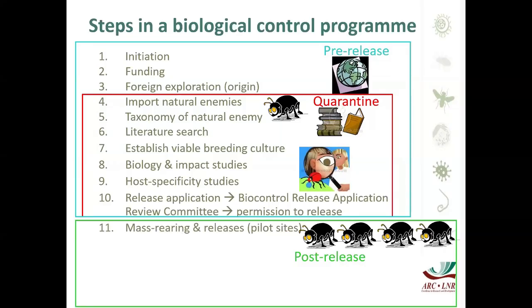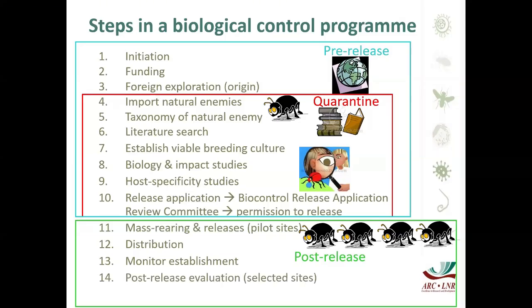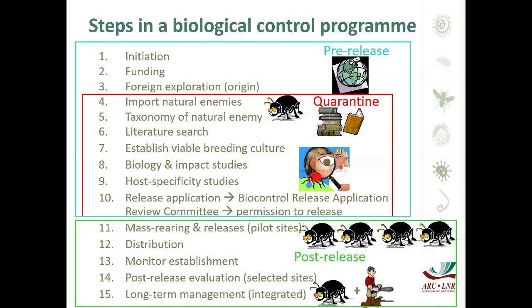And then if we receive permission to release it, we move into a post-release phase where we start mass producing them, releasing them at pilot sites, and broadening their distribution to broaden their impact. We then monitor the establishment of the biocontrol agents, and we undertake post-release evaluation studies at selected sites. And ultimately, we aim to integrate biological control with other control methods. On occasion, some species are entirely controlled by biological control alone.